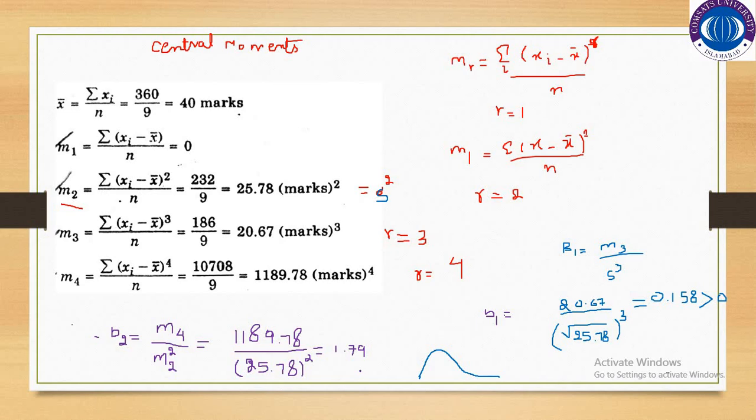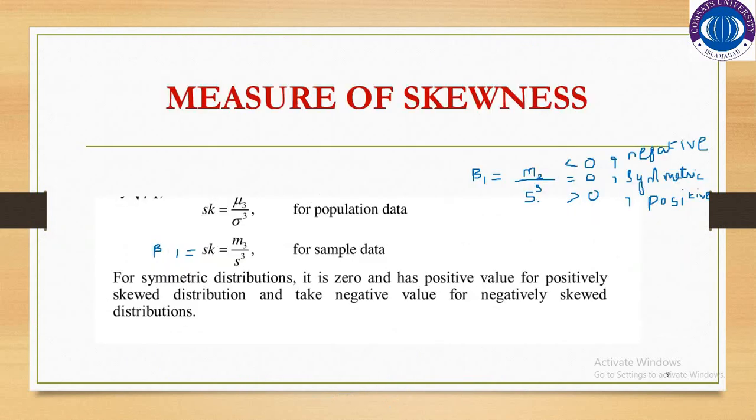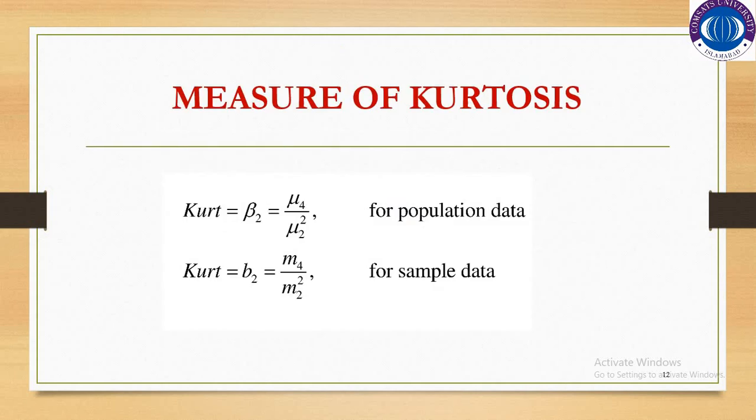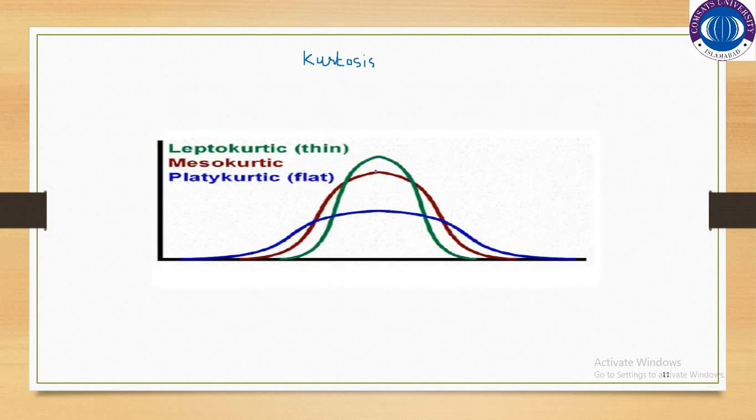So this is equal to 1.79, and if your B2 is equal to 3, it means that your data is mesokurtic. If I go back to the diagram, if this is equal to 3, it means that the degree of peakness is like mesokurtic. If it is lesser than 3, it means that it is platykurtic, and if it is greater than 3, it means that it is leptokurtic.